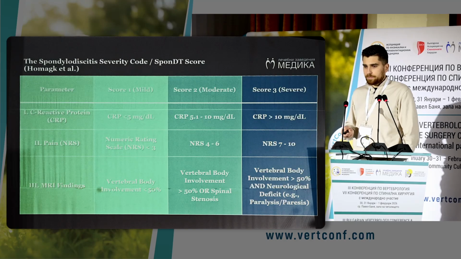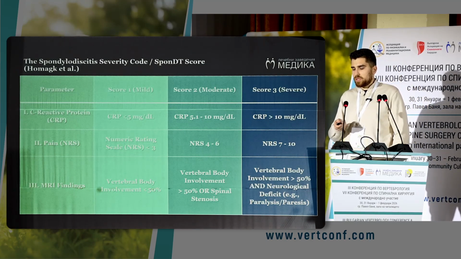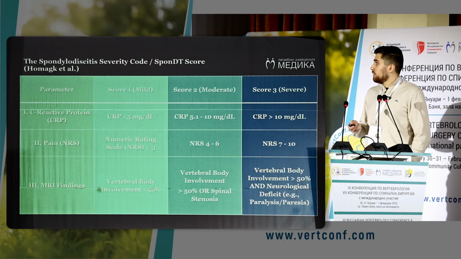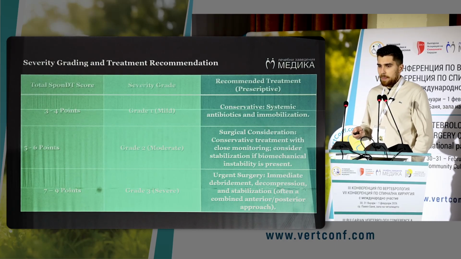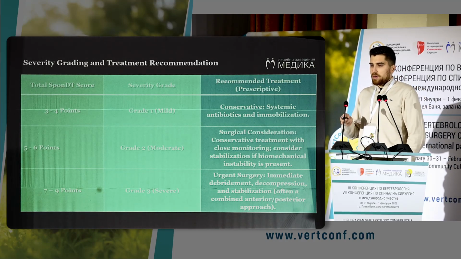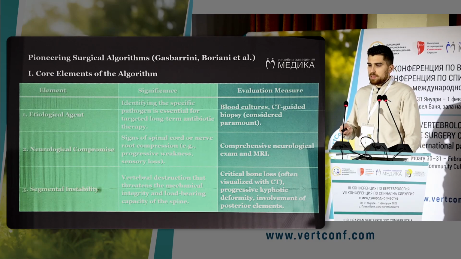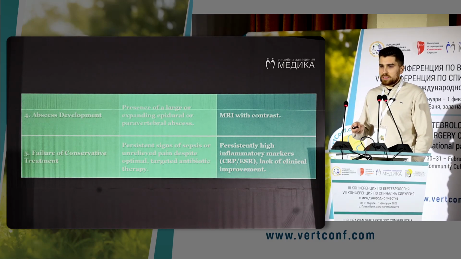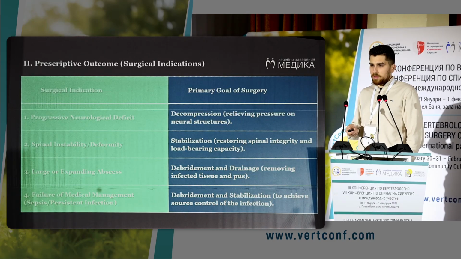pedicles and facets. The next one is the SPONDIT score, which is based on C-reactive protein, pain based on the numeric rating scale from 1 to 10, and MRI findings. There are mild, moderate, and severe patients. Again, based on the etiological agent, neurological compromise, and segmental instability. But this time also abscess development and the failure of conservative treatment.